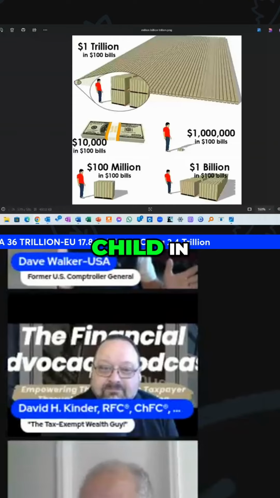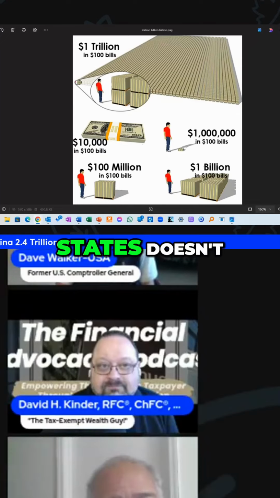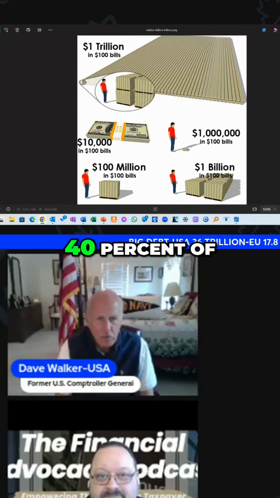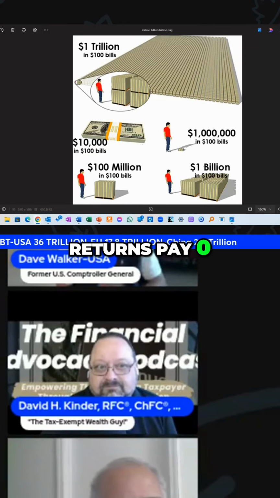In addition to that, you can translate some of these numbers into per person. If you just look at the $36 trillion, that's about $105,000 for every man, woman, and child in the United States. Obviously, every man, woman, and child in the United States doesn't pay taxes, right? We know that over 40% of the individuals who file tax returns pay zero income tax, right?